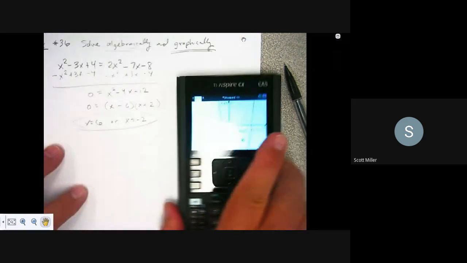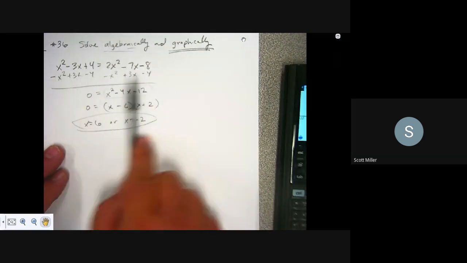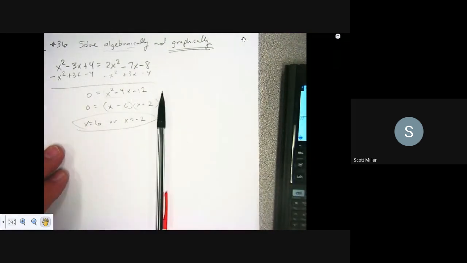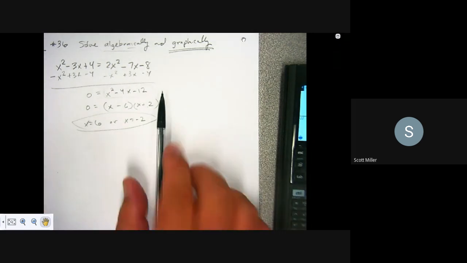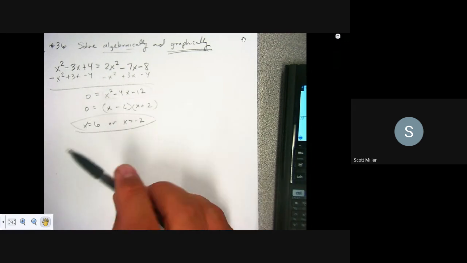But what's the downside of that? Well, what if I move things to the other side incorrectly? Made a slight addition error, or messed up a sign? Then yeah, I'll get answers, but they'll be wrong, won't they? So is there a way I can do this without having to do that? And the answer is yes. It's method number 2.